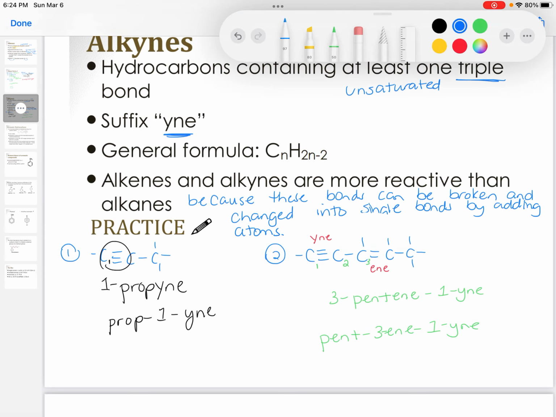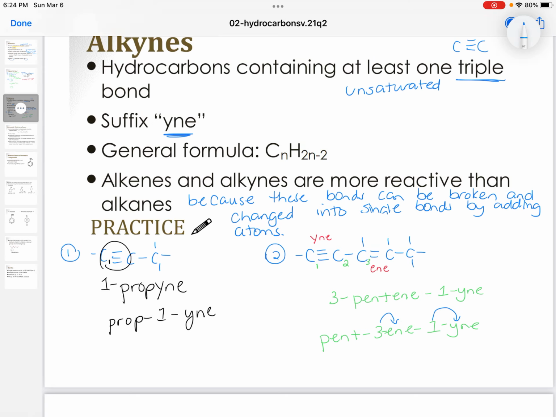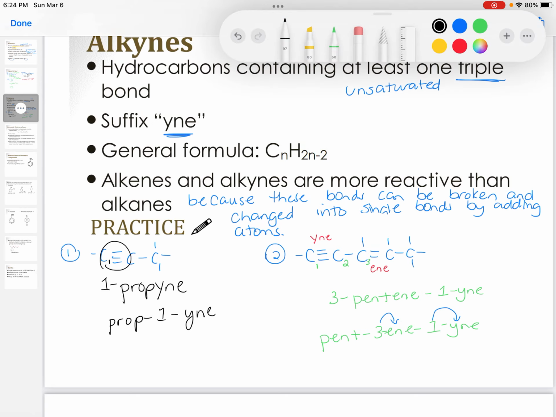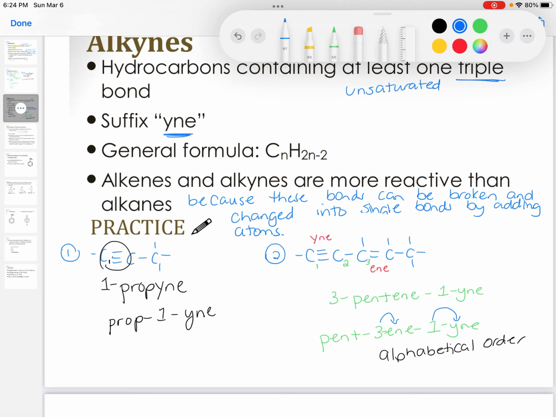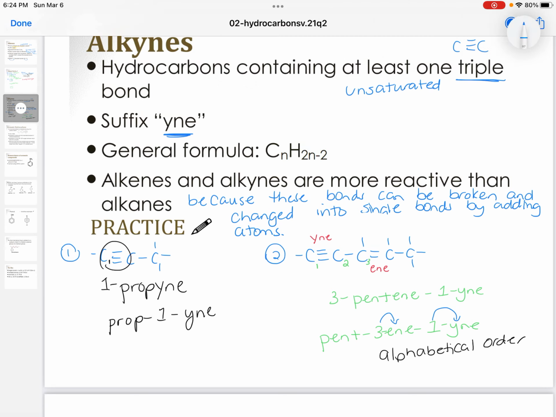Now, one thing that I don't take marks off for, but I can't guarantee your organic prof will not, is alphabetical order. So here I put ene before yne because it's alphabetical. But if you put pent-1-yne-3-ene, I would not take marks off. It's more important, do you have the correct number? Do you have the longest chain? The 2 cardinal rules of organic chemistry.